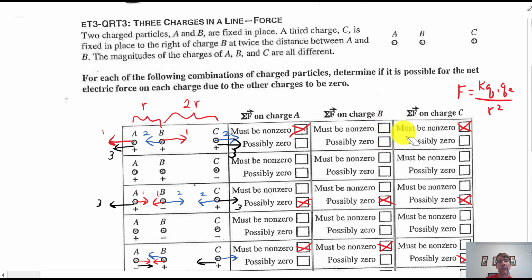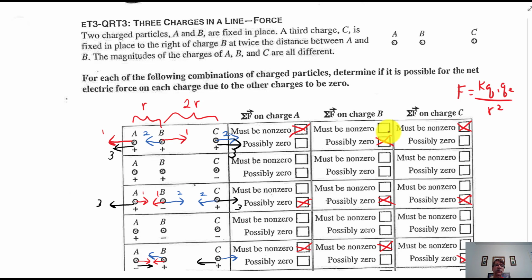On B, it's possibly 0. The force on B is possibly 0 because the red number 1 and the blue number 2 could be the same size. They're opposites. So what you're going to see here is if the 2 arrows are opposed to each other, they could add up to be 0, possibly 0, not necessarily 0.